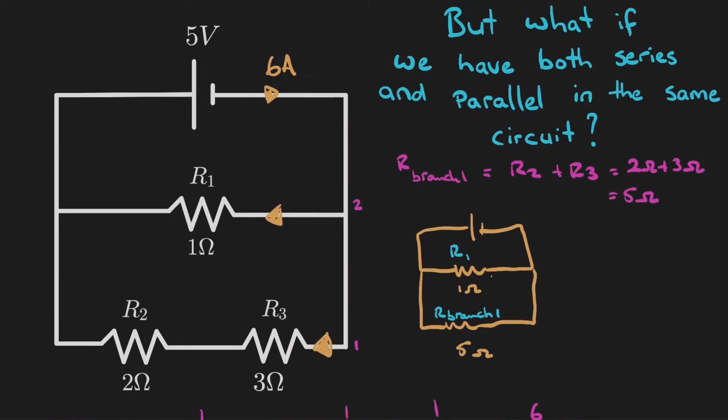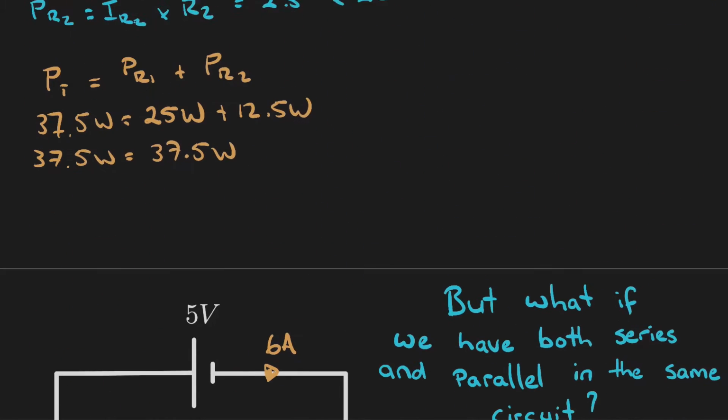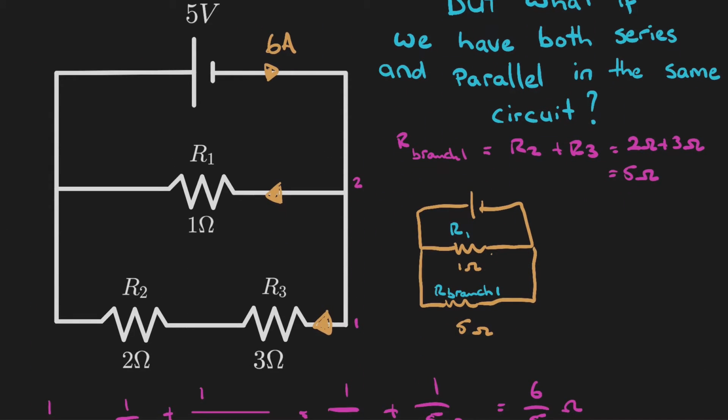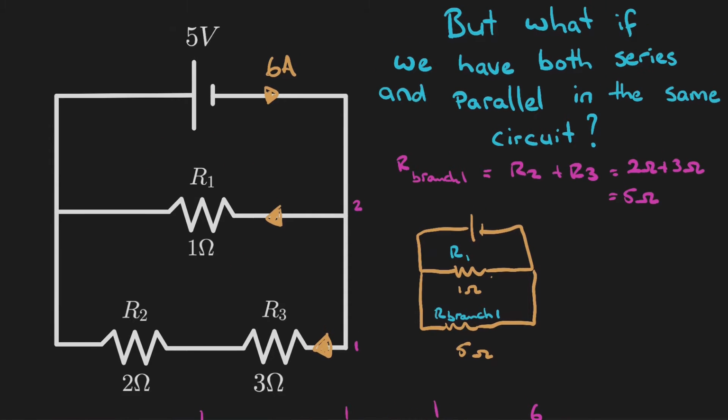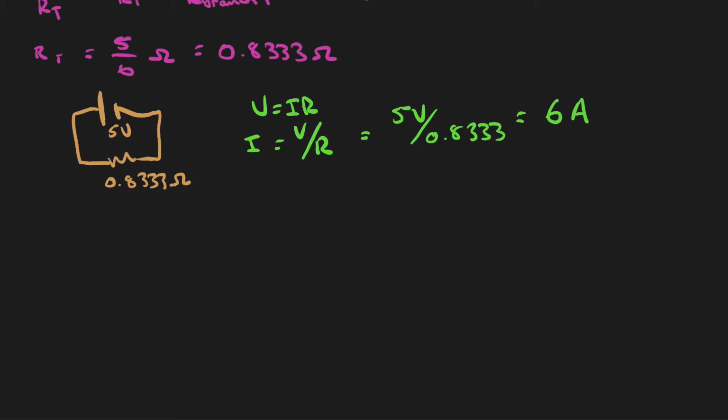So if we apply our parallel rule before that we were talking about, where voltage in a parallel circuit remains the same, we can actually work out what the current flowing through R1 is. Because the voltage is the same for here, it's also the same for here. Okay? So we'll work out what the current flowing through R1 first off is.